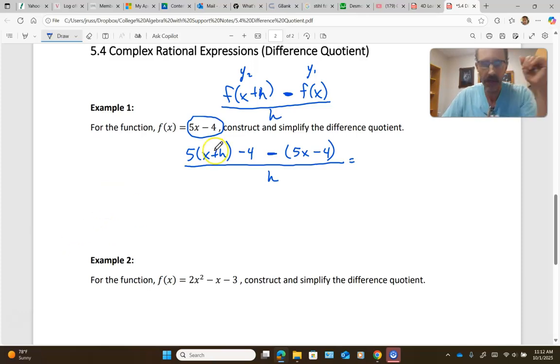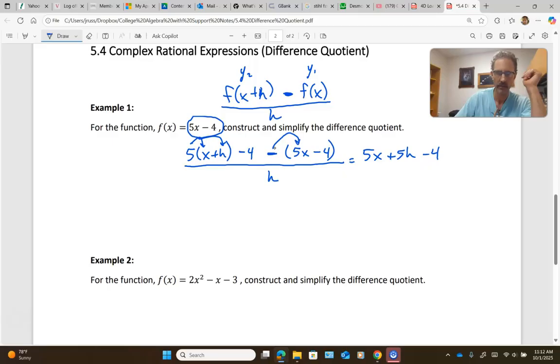So when I simplify, I'm going to distribute first. I'm going to distribute this 5. So 5 times x is 5x, 5 times h is 5h. Carry over my minus 4, and then I need to distribute my negative right here. That'll just change the signs of those two terms. It'll become a negative 5x, and that'll become a positive 4. And now again, this is still all over h.